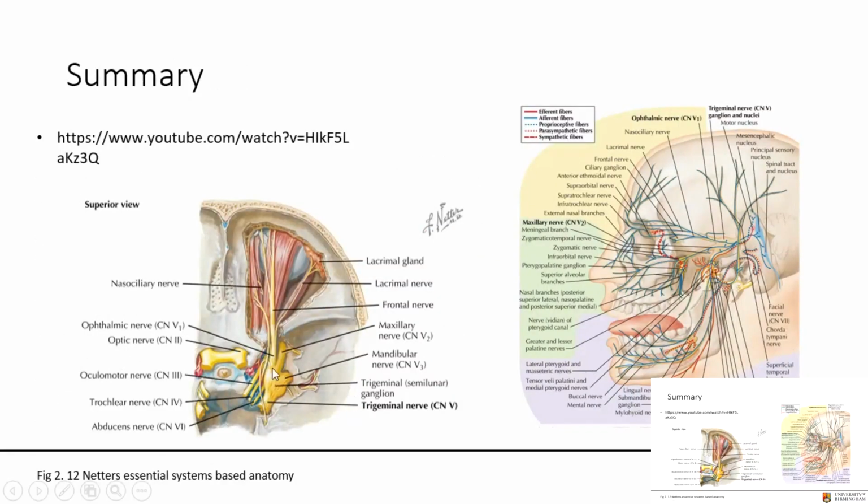Yeah, so in summary, these are the main branches of the ophthalmic division of the trigeminal. So we have nasociliary, lacrimal, and frontal nerve. Remember that this nerve is carrying purely sensory fibers. Fibers from the autonomic nervous system, sympathetic and parasympathetic, are hitchhiking this nerve.